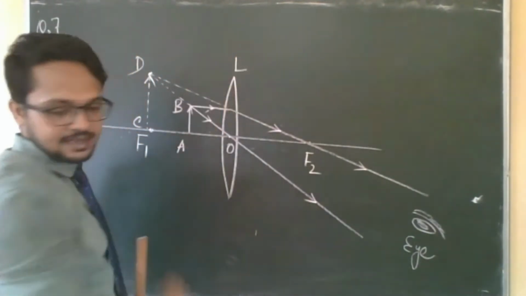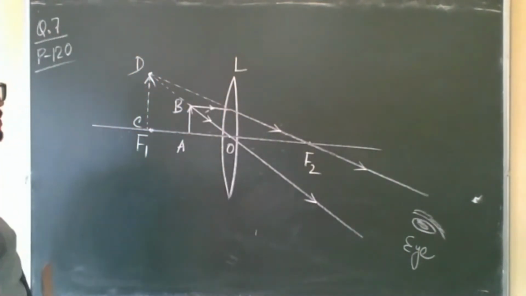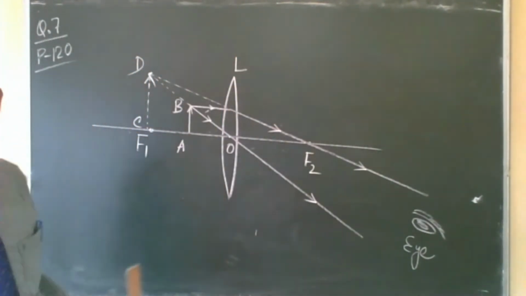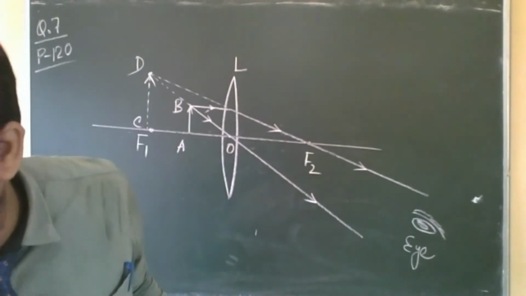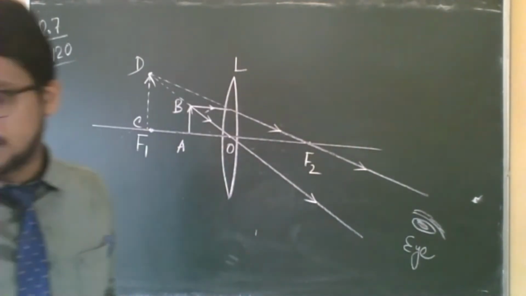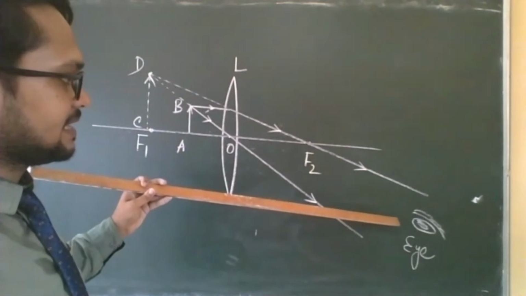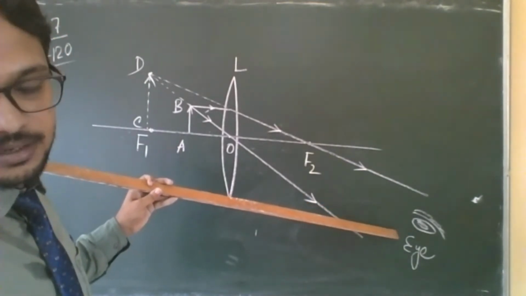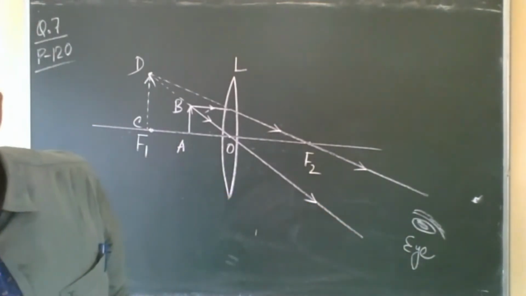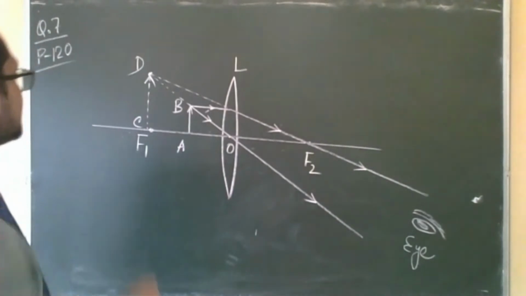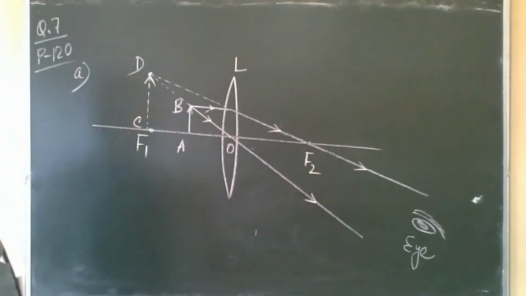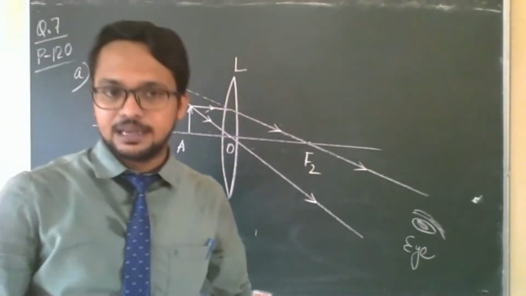Give the lens the name L. It is given in your book. So this is the ray diagram, and in the question it is given that also mark on the diagram the position of the eye from where the image can be viewed. The position of the eye is here. You have to draw the eye here. Now this is part A: complete the ray diagram, position of eye, everything.